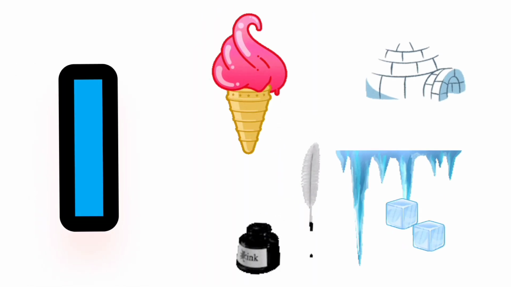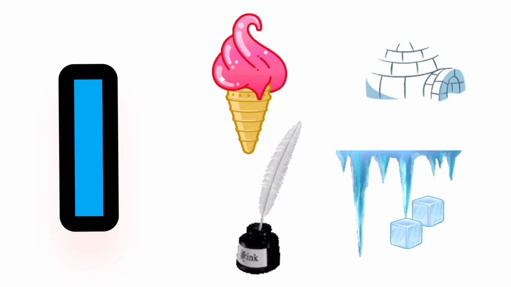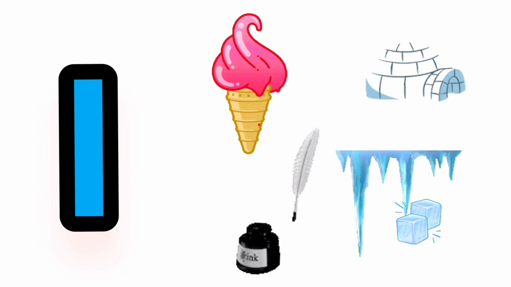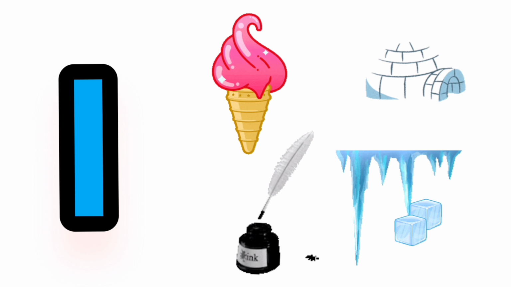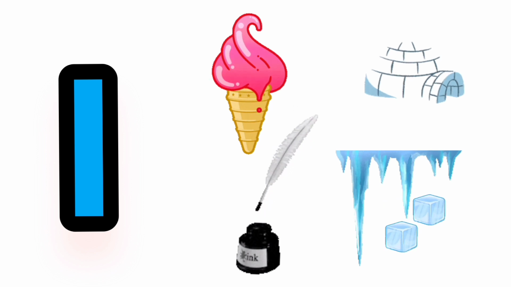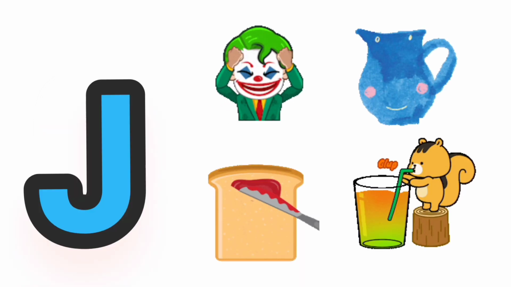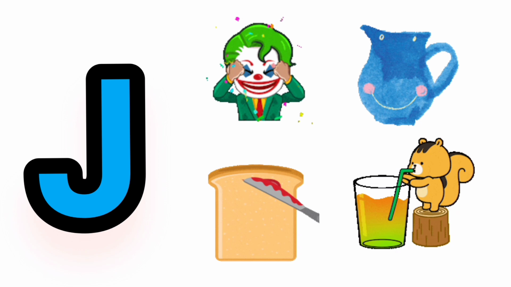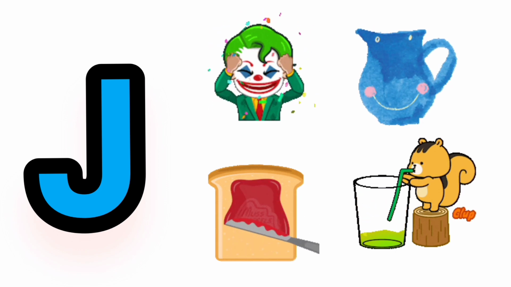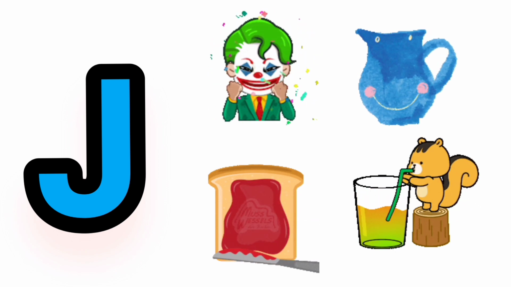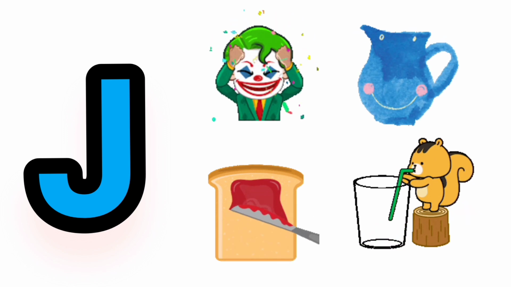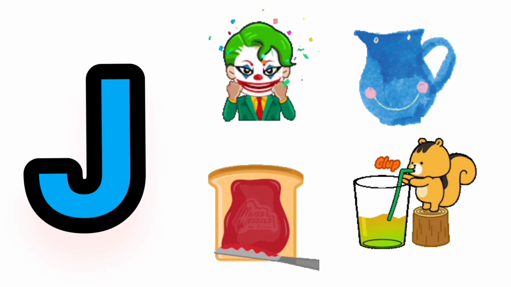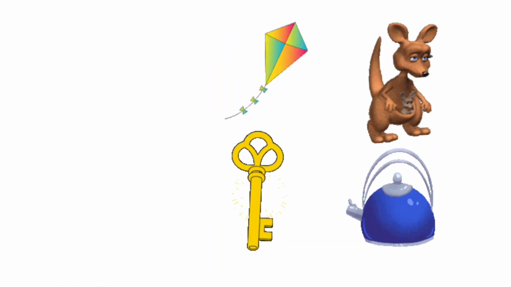I for ice cream. I for igloo. I for ink. And I for ice. J for joker. J for jug. J for jam. And J for juice.